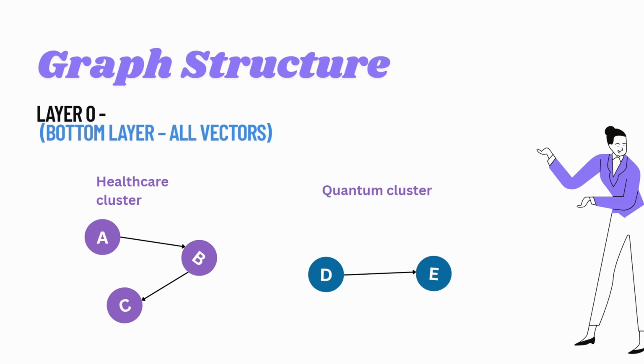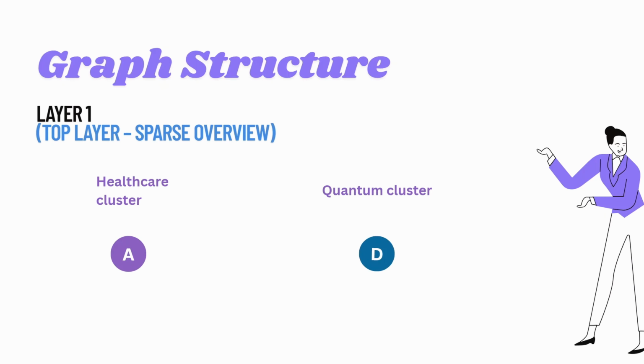For the healthcare group, A is connected with B and B is connected with C. These are closely connected because of similar meaning. And for the quantum group, B is connected with E. These are like local neighborhoods in the graph where nearby points are connected.